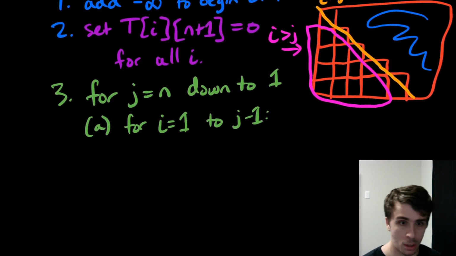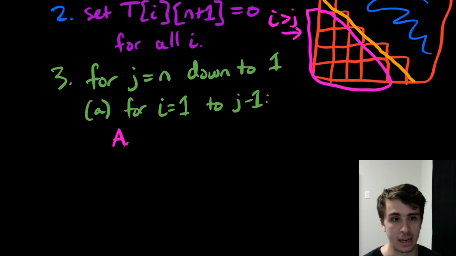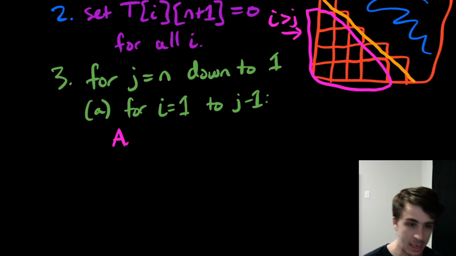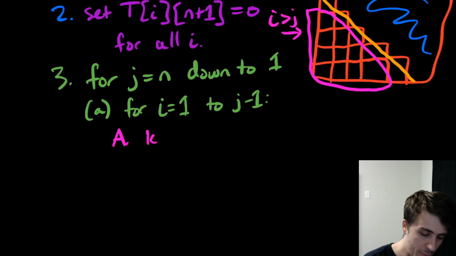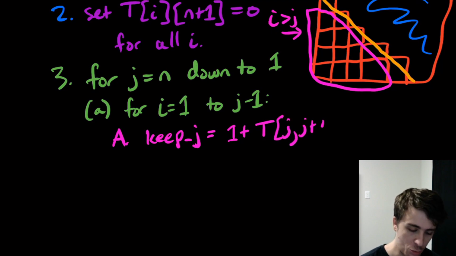Okay, so what we want to do is to calculate some stuff. So how am I going to do this? I'm going to have step capital A. So I'm going to have a variable that is keep j, which is going to be 1 plus the table of j and j plus 1. So that was the recurrence of where we wanted to keep j.